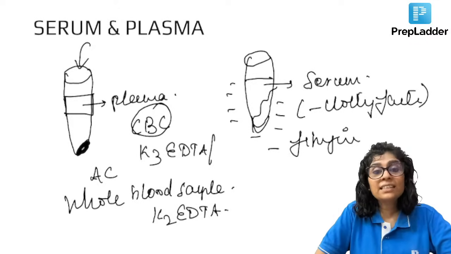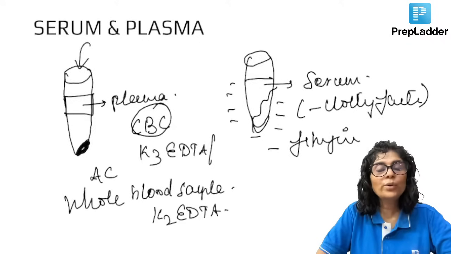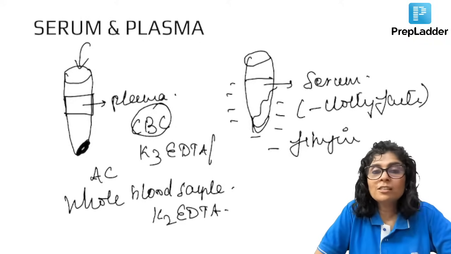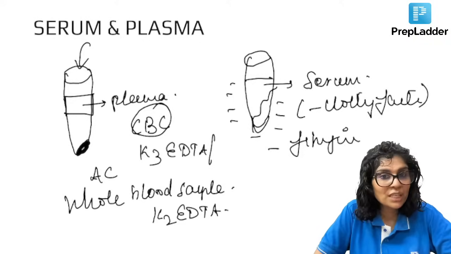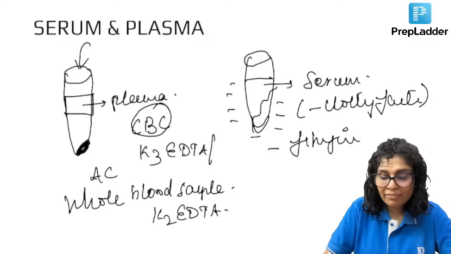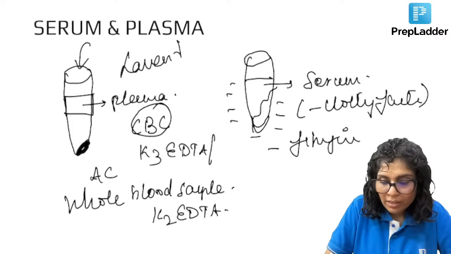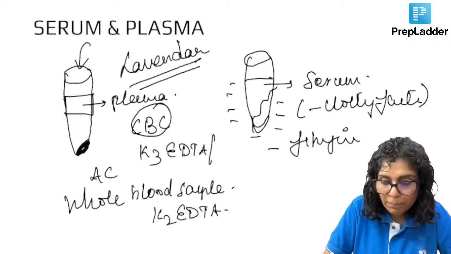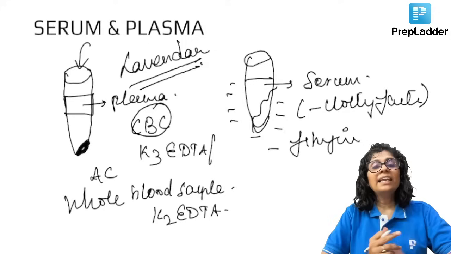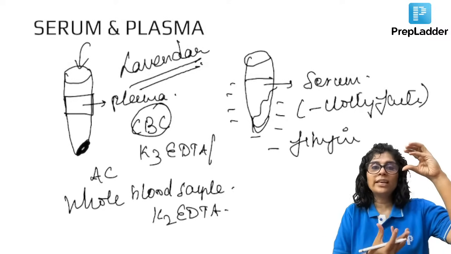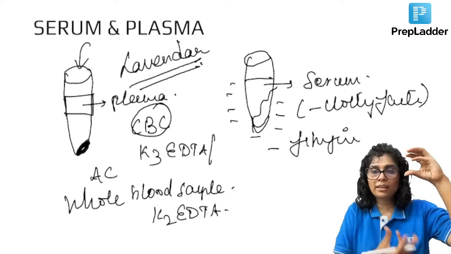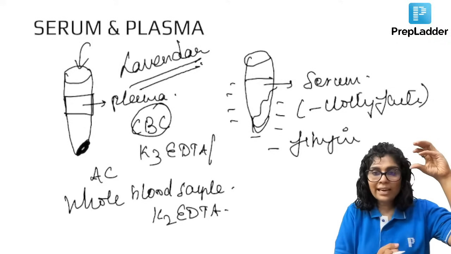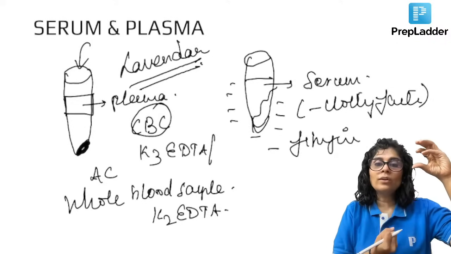K2-EDTA is the latest. Do you understand this? K2-EDTA is the latest because it does not affect many parameters. So this has got a lavender color cap. Have you all collected blood sample in a lavender color cap? Lavender color cap meaning it has got K3-EDTA or K2-EDTA. EDTA chelates calcium, does not allow clotting to happen.